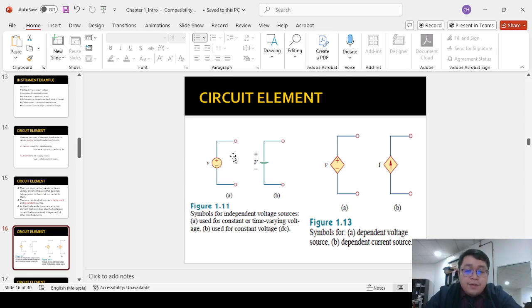For A over here, the first one we see, this is an independent voltage source used for constant or time-varying voltage, while B is used for constant voltage, DC. We usually see this as a battery. Okay, a battery. So for the dependent voltage source, as you can see in figure 1.13, this is a dependent voltage source, and the other one is a dependent current source.